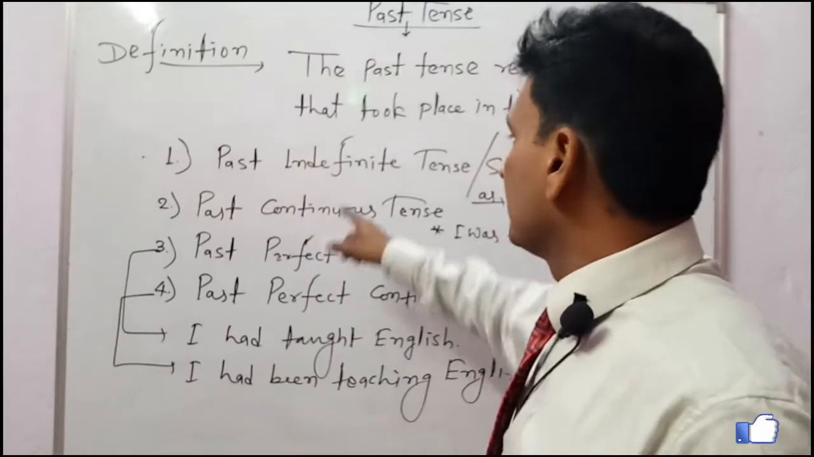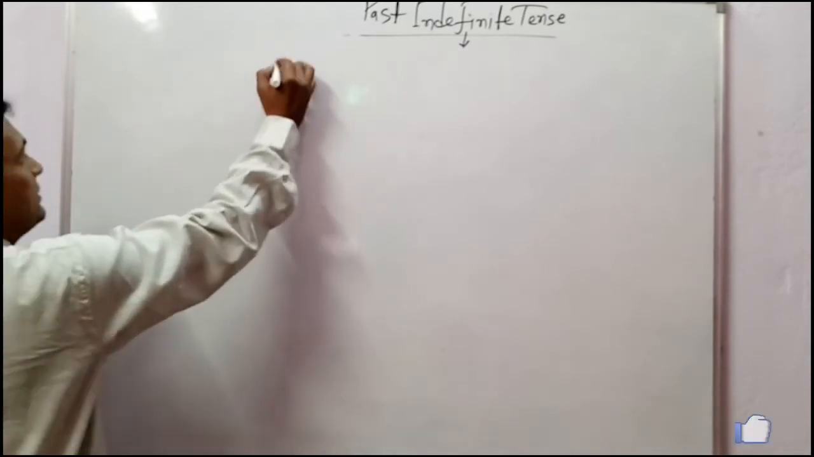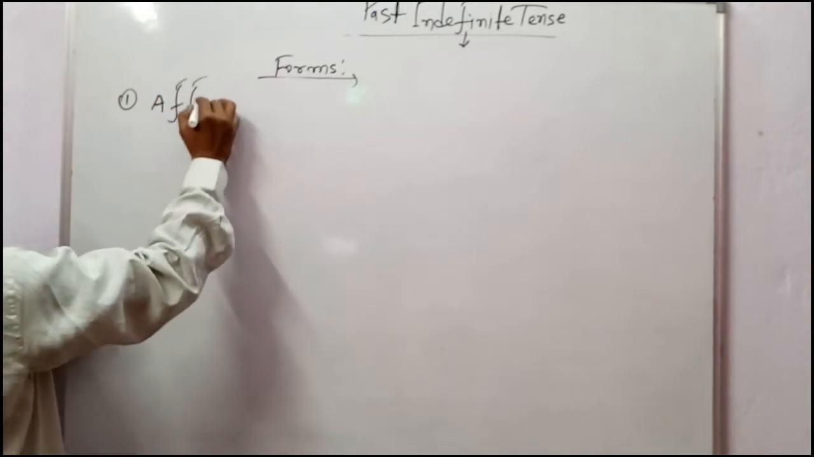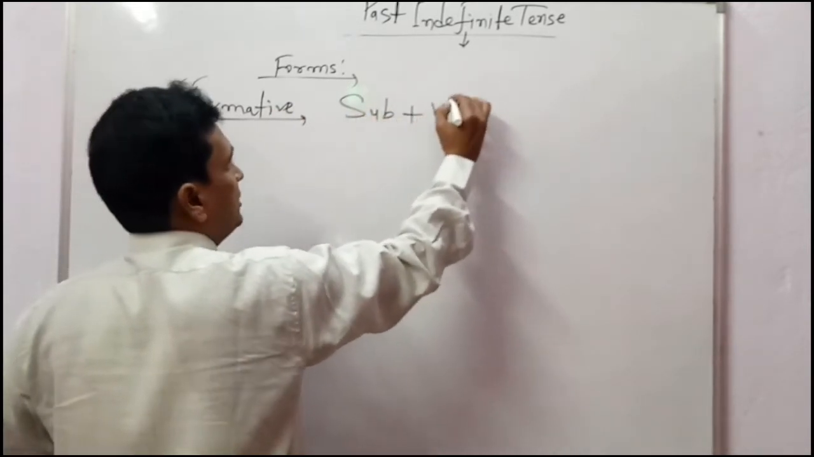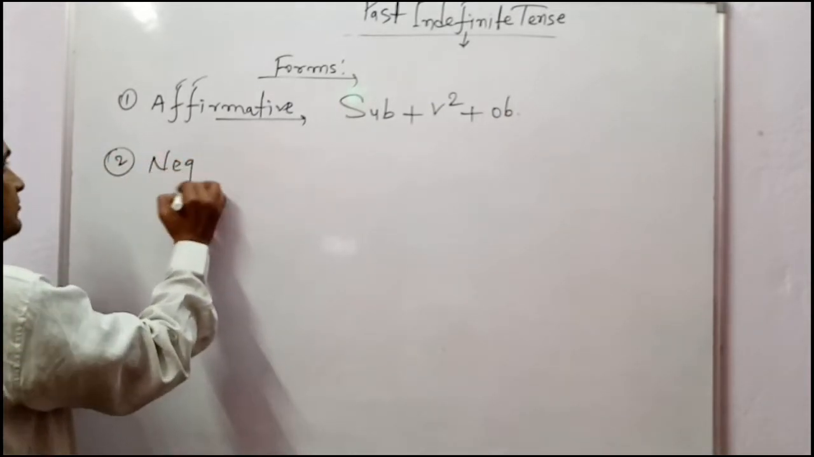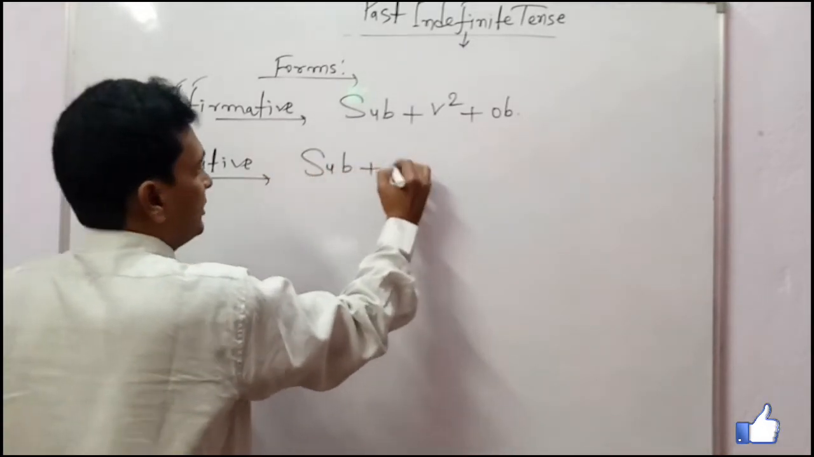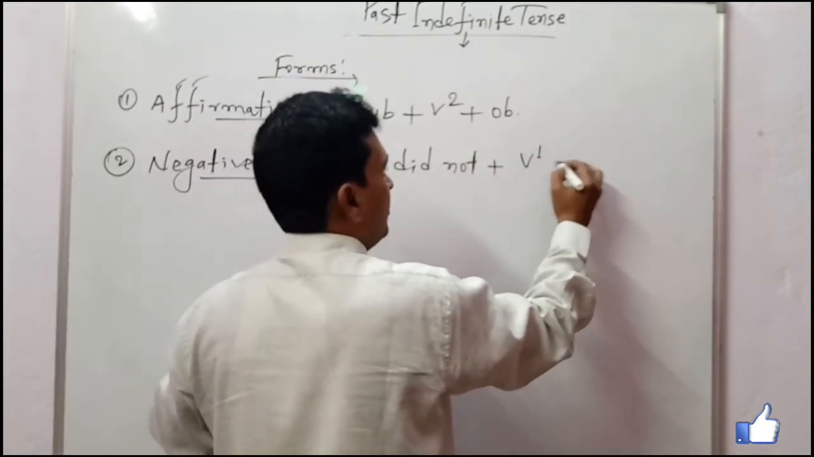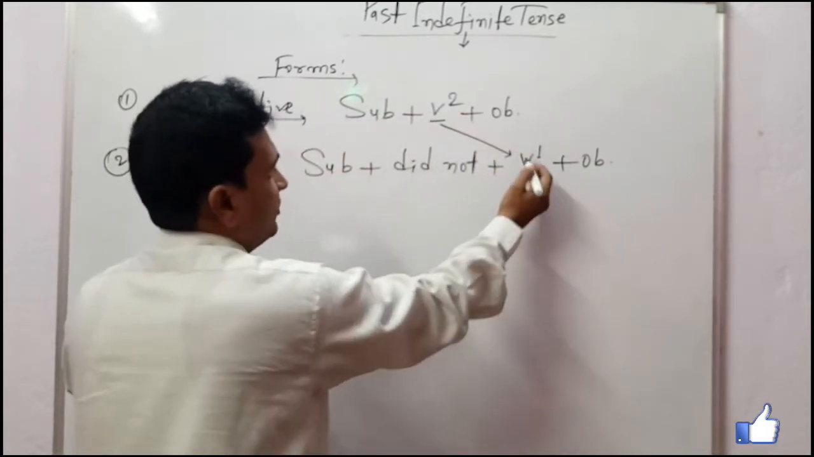The first one, past indefinite tense or the simple past tense, we have to learn first, right? So its formula is, the first one is affirmative, that is subject plus second form of the verb and object, right? The second one, that is negative, subject plus did not plus first form of the verb and then object. In negative and interrogative, second form changes as first form of the verb.